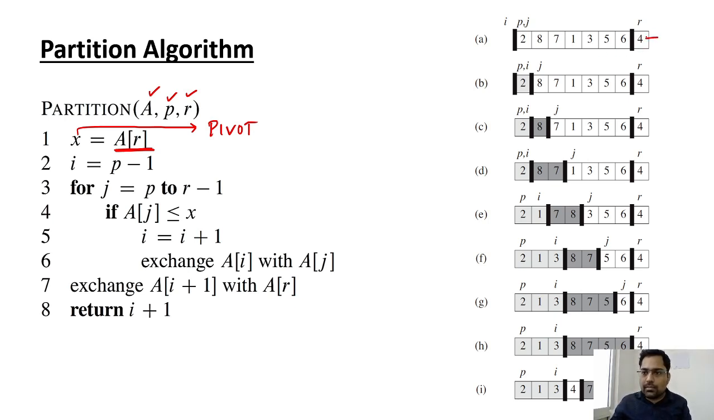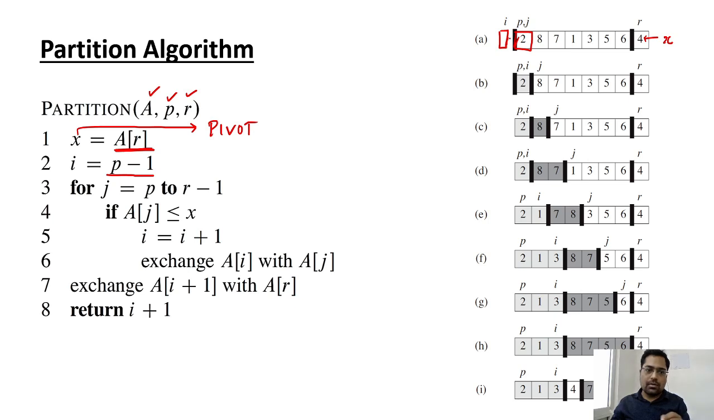I must name this as X. Why? Because it's a pivot element for us. Next, the value of i will be p minus 1. Initially, we know p is the starting index, which is 1. The first index is said to be 1 here in Cormen. So p minus 1 means 1 minus 1, which is 0. This index is considered as the zeroth index for us.